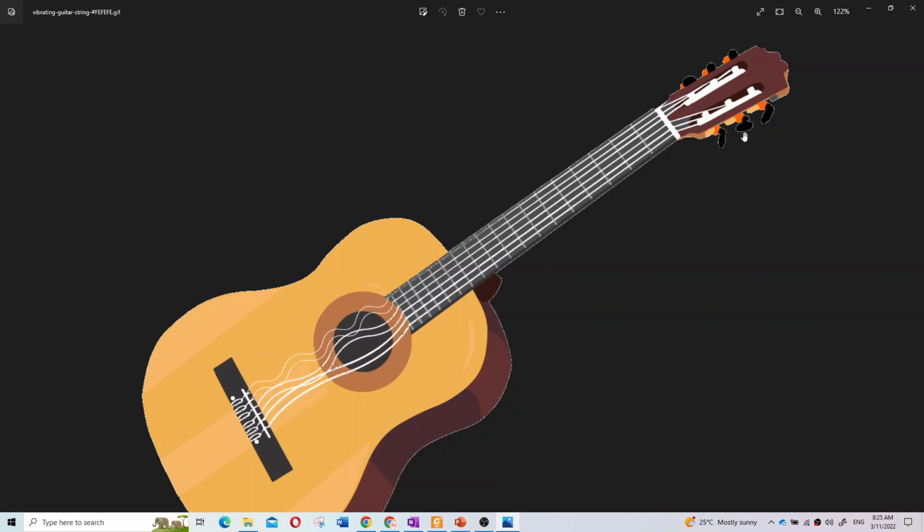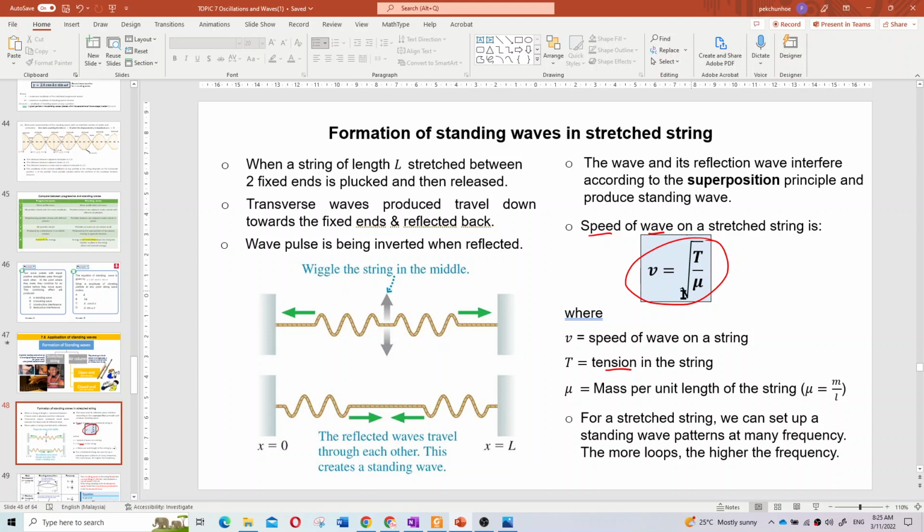So you tune your guitar. If you tune your guitar, do you realize that actually you are changing the tension in the string? Yeah, when you're tuning your guitar, meaning you are changing the tension in the string. Okay? And also, just now, another factor is what? Another factor is the mass per unit length of the string. Mass per unit length means the thickness of the string.